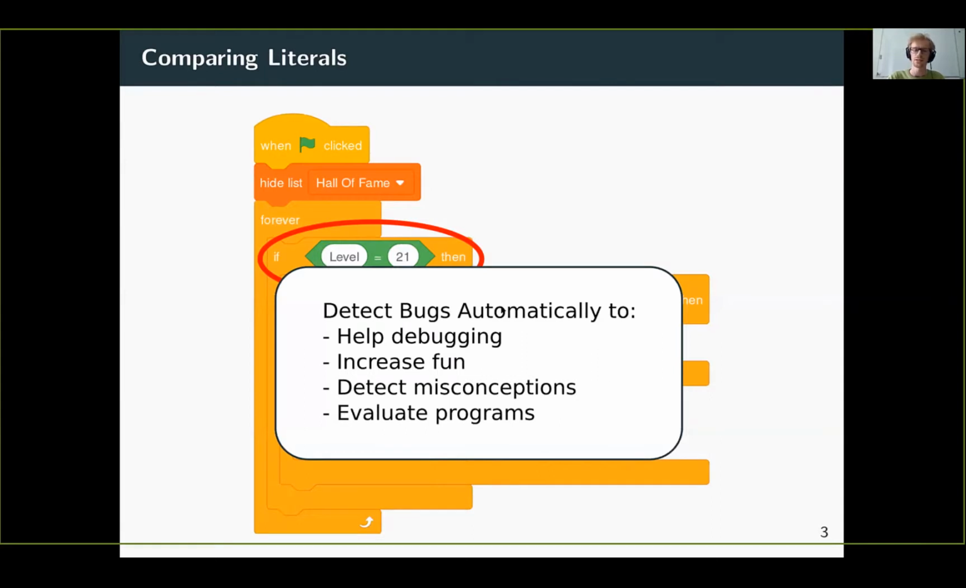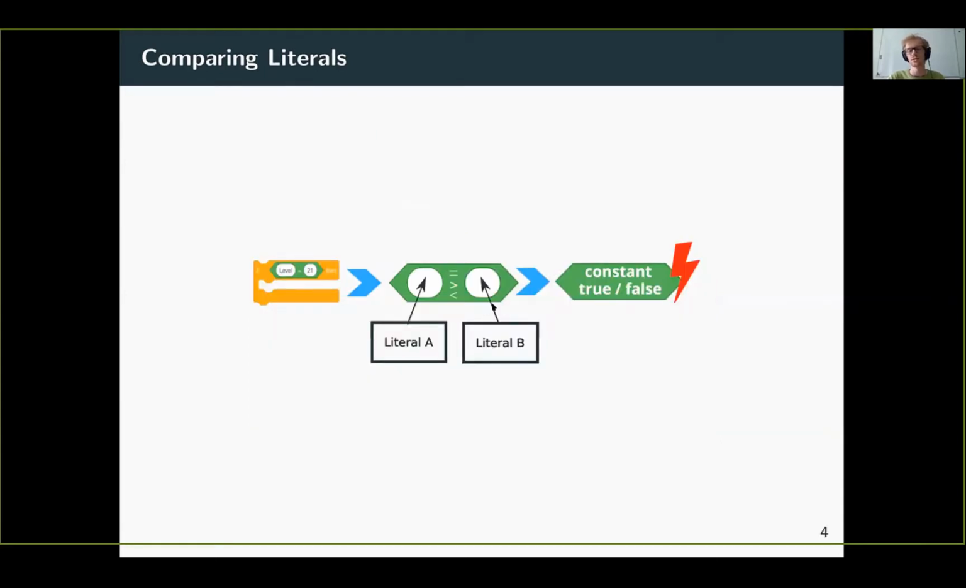And if we look again at this example, we can actually see a pattern here. So if you have a comparison in an if block, and you have two literals that you compare, you will always get a constant true or false value, which indicates that there is something wrong. So the if is either unnecessary or there is a bug because the if branches may never be executed because of the constant false value or true value.